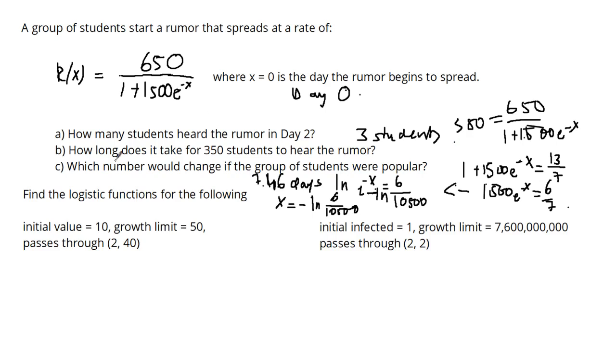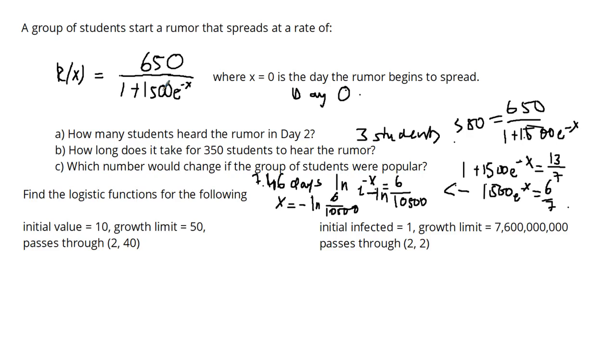So what number would change if the group of students were popular? Well, let's think about it for a minute. This 650, or what's our y-intercept? Our y-intercept is 650 over 1,501. That's our y-intercept, right?